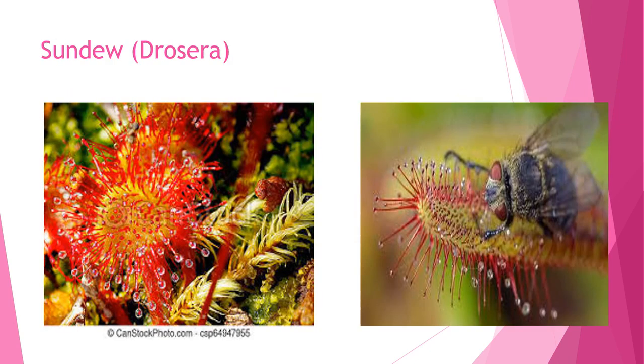The next example is sundew or Drosera. Here the leaves are modified to form long thin structures called tentacles. If you closely watch the picture, you can see some droplets. That is a sticky substance called mucilage. If an insect touches this mucilage, it gets stuck and can't escape. Then it is digested and the nutrients are absorbed.